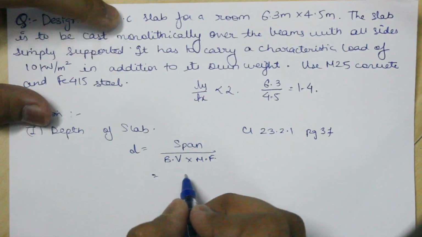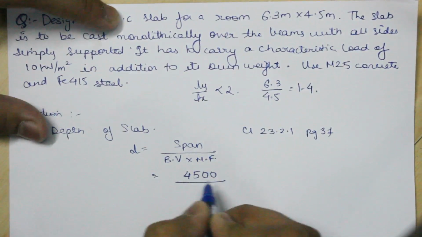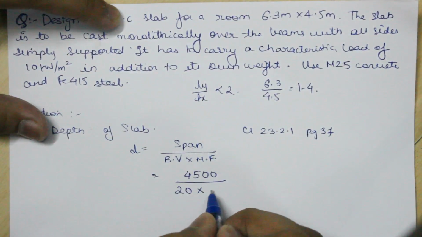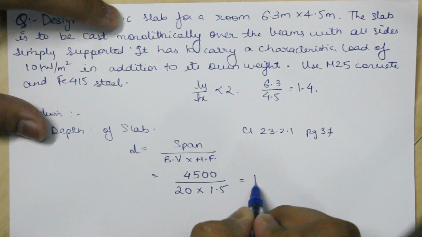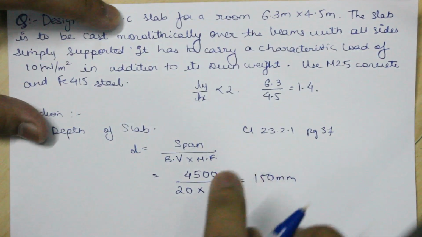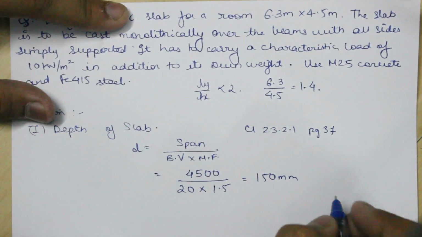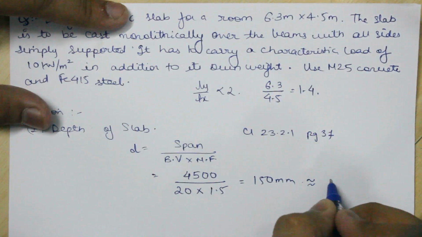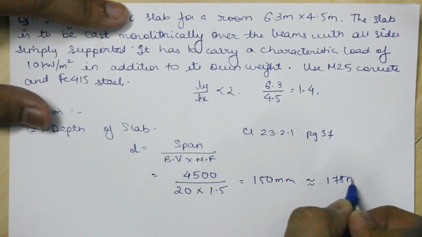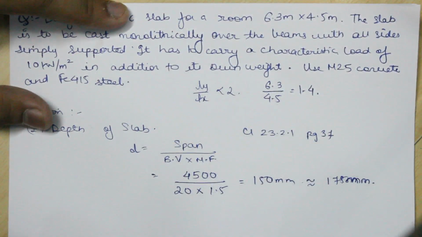So the span given to us is 4500 upon 20 and multiplied by, let's assume, 1.5, so we get it as 150 mm. Always take the shorter span for all your calculations, remember this. So let's take somewhere greater than 150, say 175 mm.